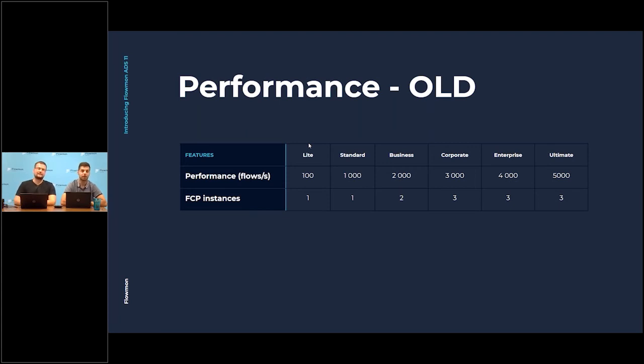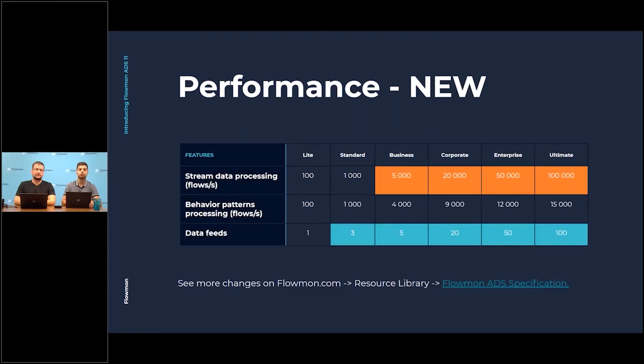First, performance. These are the specs of ADS until version 10. You see that we have versions from light to ultimate. Each had a different number of flows per second supported by the license, and some number of computing instances or computing units. This has changed tremendously. Users with licenses from business higher can see a definite hike in the performance.